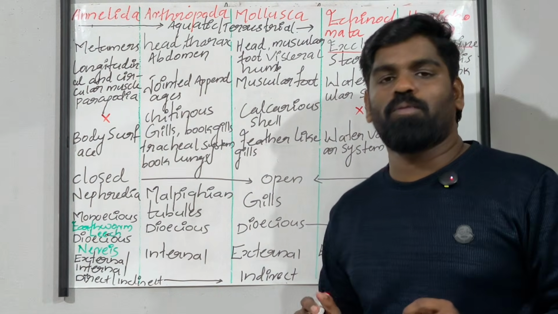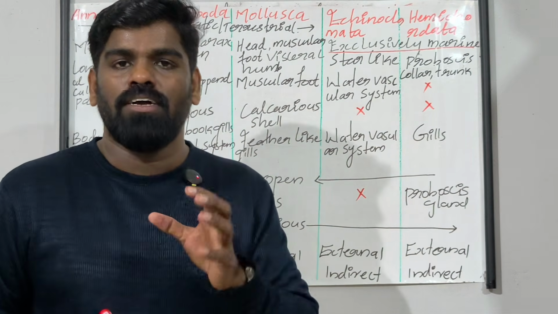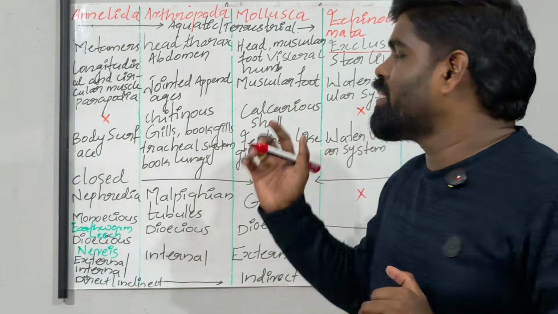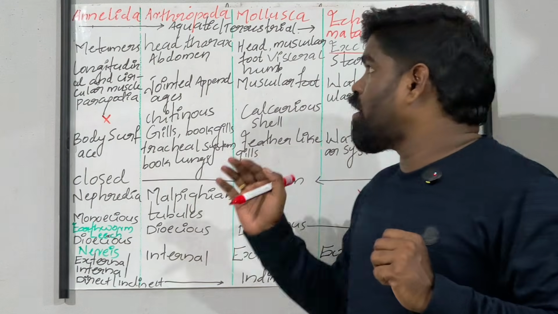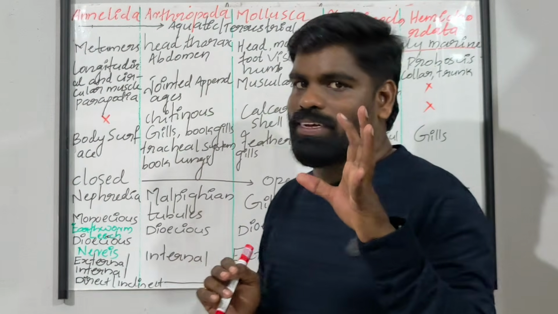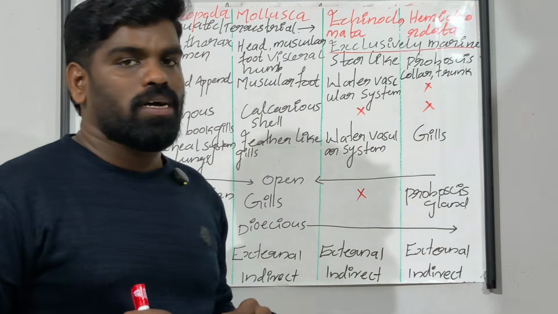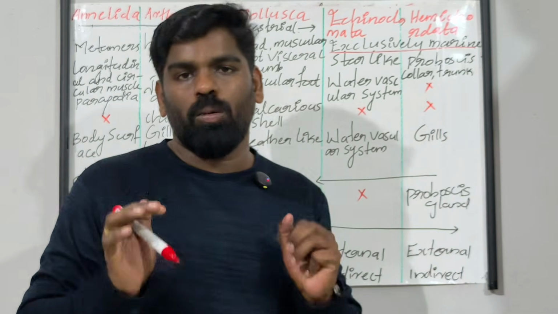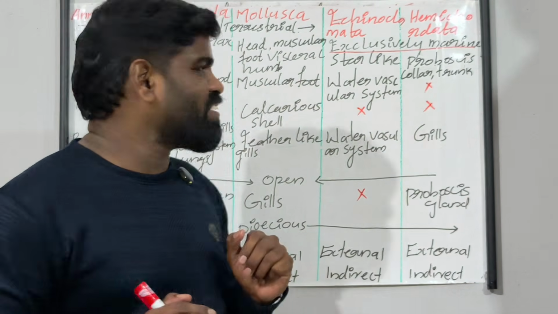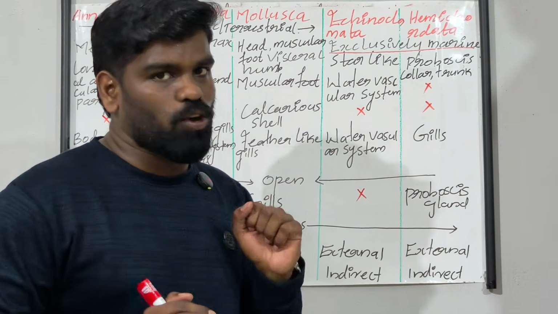Now in arthropods, the term itself indicates it: arthros means joint, poda means appendages. So they have jointed appendages as locomotory organs. Already I told you that a muscular foot is present in molluscs. In echinodermata, they don't have any specialized locomotory structure. Their locomotion takes place with the help of the water vascular system. In hemichordates also there is no specialized locomotory organ.